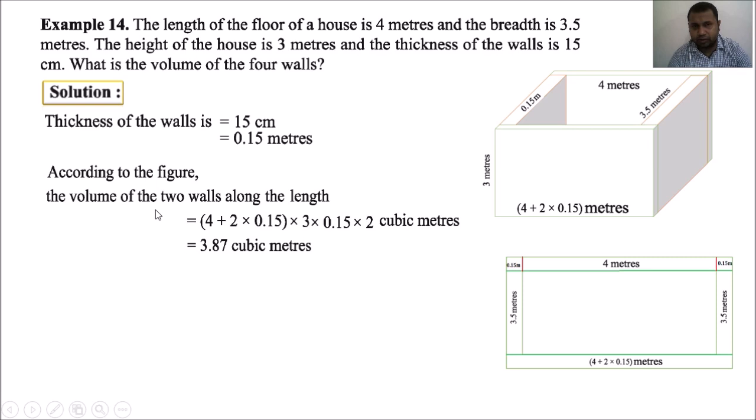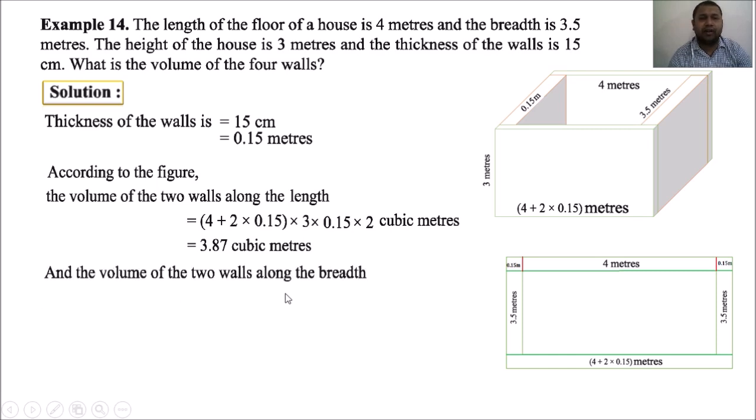Again, I am going to describe that this is your length, 4 plus 2 into 0.15, into 3, into 0.15, into 2 cubic meter. This one is your length with the two corners, I am taking these two corners, 4 is the inside length and the two corners 0.15, 0.15. So 2 into 0.15 plus the length 4. So that is your total length. This is your height. This is your thickness. And how many walls like that do you have here along the length? 2 walls. So that's why I'm multiplying with 2. And if you use the calculator, you will get the total sum as this.